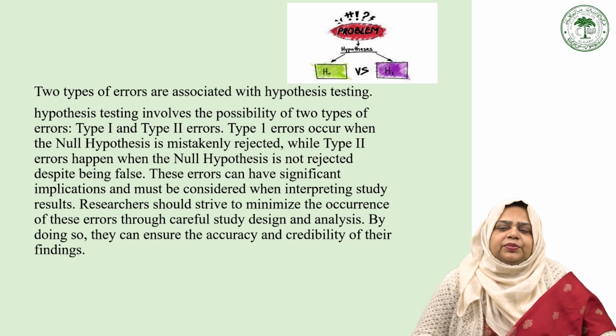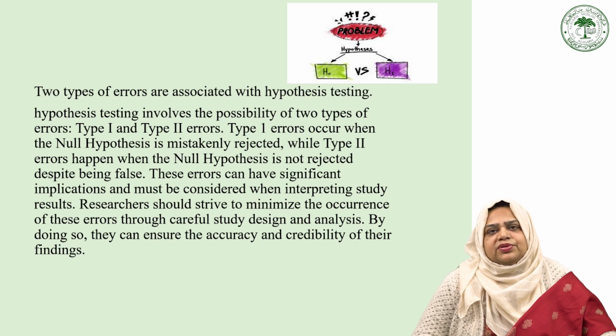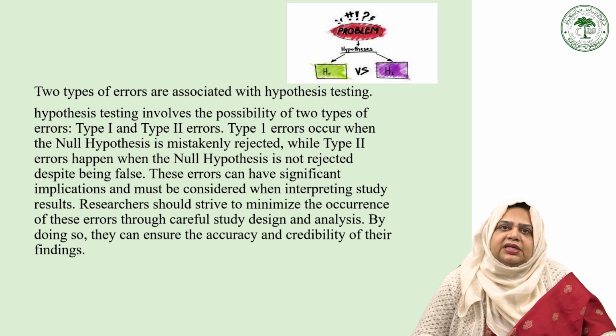When conducting hypothesis testing, there are two types of common errors that occur. The first type is known as type 1 error, which happens when the null hypothesis is mistakenly rejected. For example, let's consider a study on the relationship between teacher training and student performance. The null hypothesis in this case would state that there is no connection between teacher training and student performance.